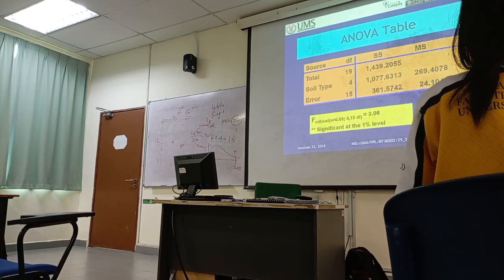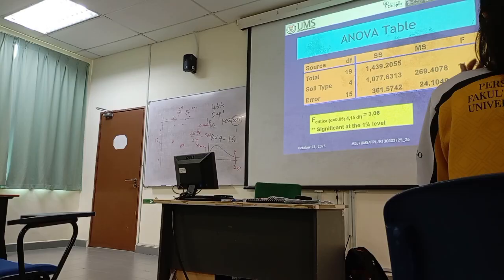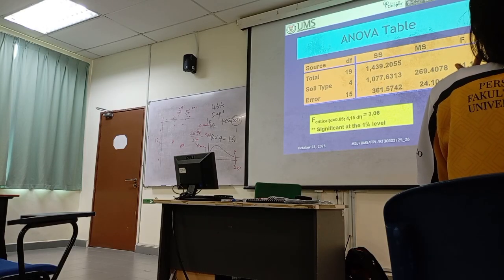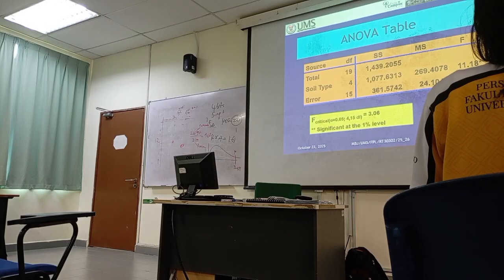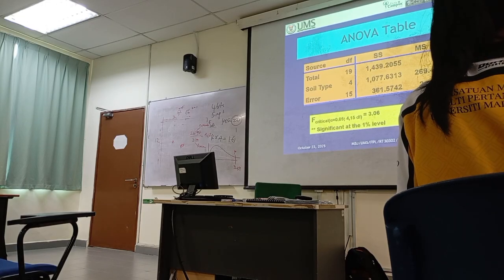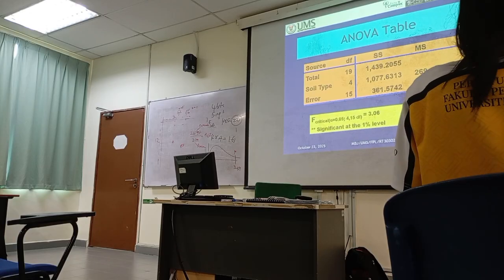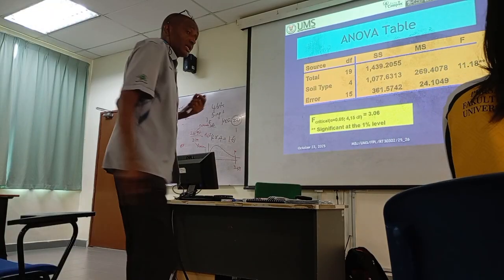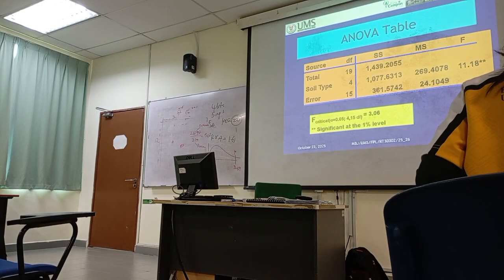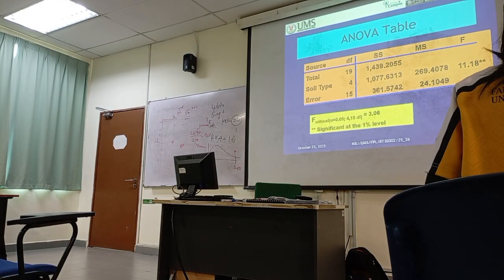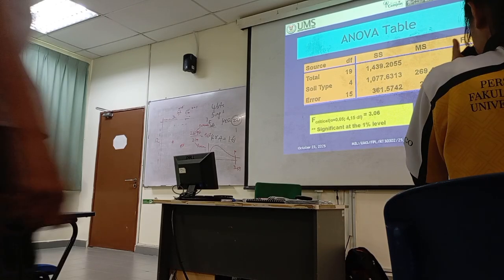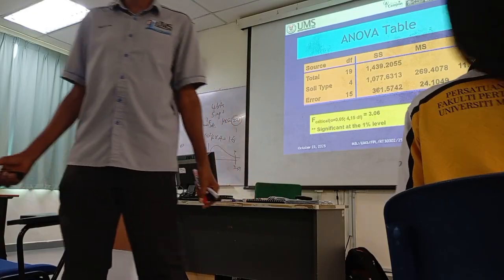Si Rija, sister Rija, how many total experimental units do we have? 20. Correct? 20? Okay. Si Rija, please choose somebody.